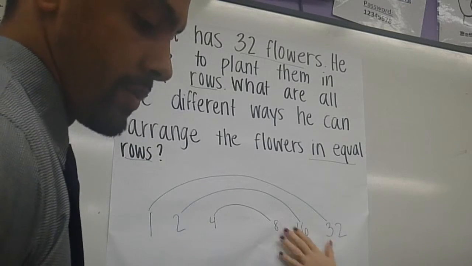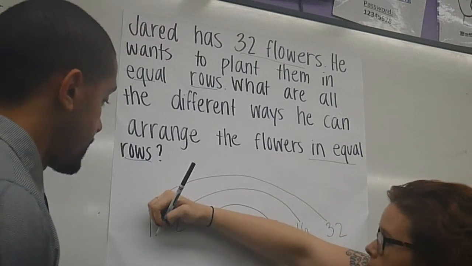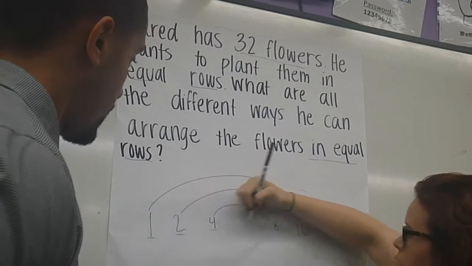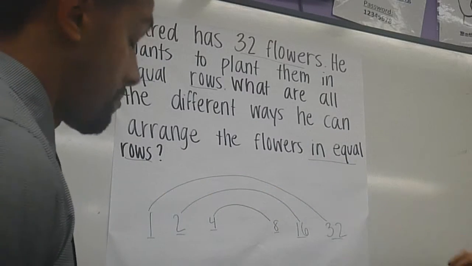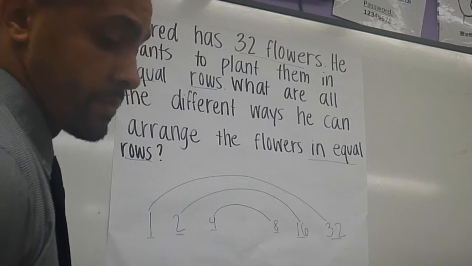Okay, so let me see. Let me underline all the numbers that I listed in my factor rainbow. 1, 2, 3, 4, 5, 6. So 32 has 6 factors.